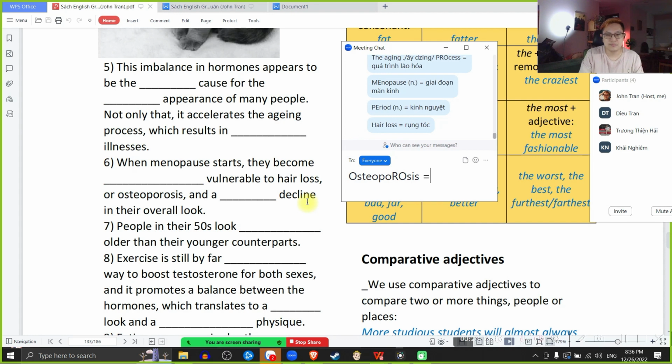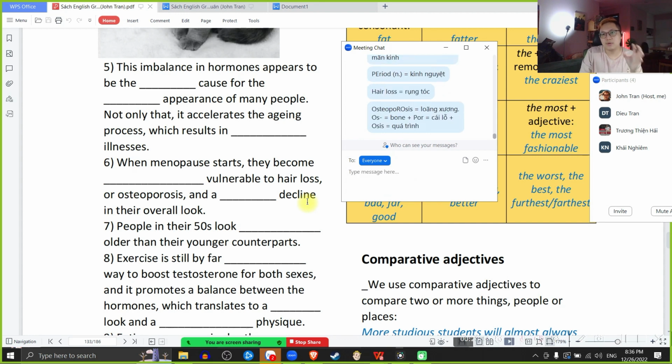Osteoporosis is the formation of holes in the bones. Because os means bone. Osteo, pore is the hole. Osis is the process. So osis is the process, pore is the holes, os means bones. The process to cause pores or holes in the bones, that is osteoporosis.